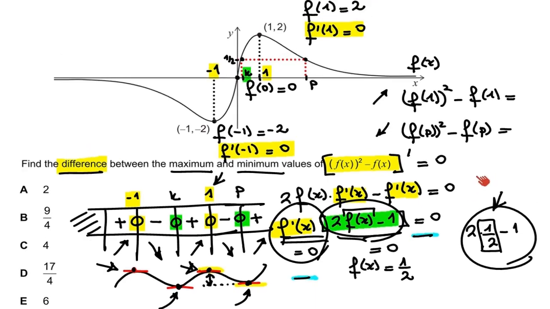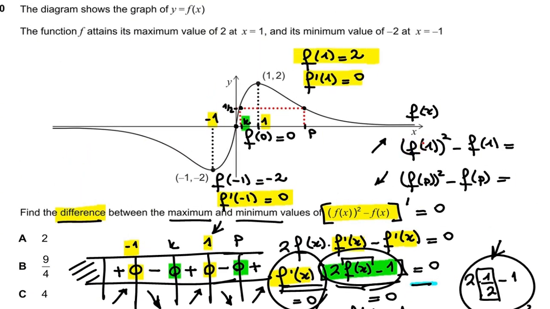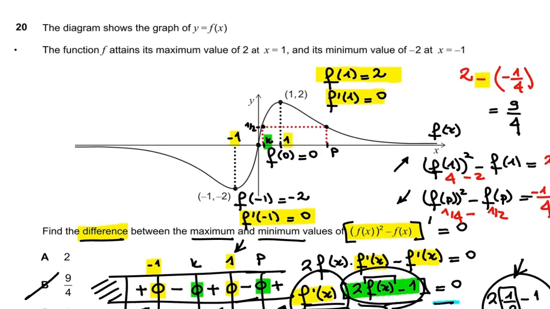f(1) was 2. Its square is 4, minus 2 gives 2. That's what we got. For f(p), when we substitute, we get 1/2. Its square is 1/4, minus f(p), which is 1/2. From 1/4 minus 1/2, we get... no, it's not 1/4. We got minus 1/4. Now the difference between the max and min is being asked. The maximum value is 2. The minimum value is minus 1/4. They're asking for the difference between them. It's 9/4. In my opinion, it was really good.